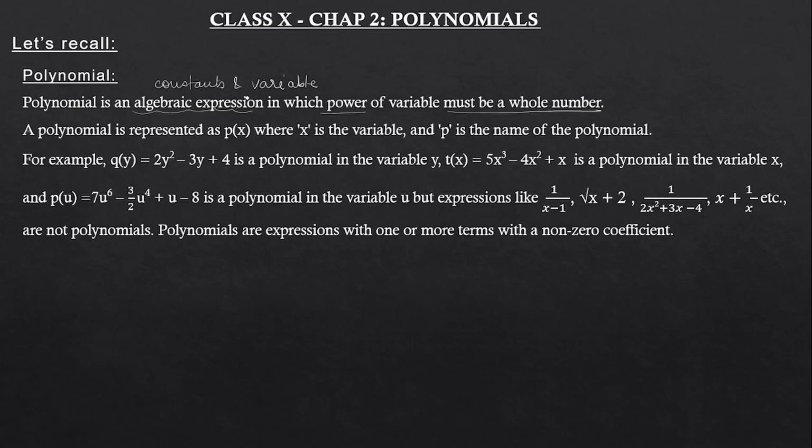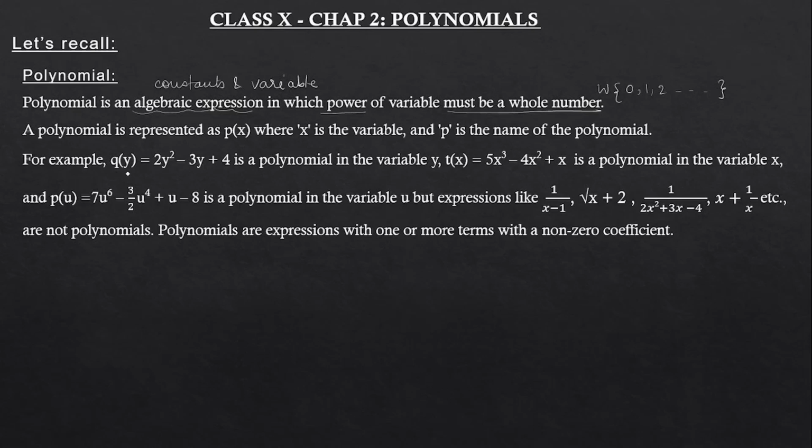Now if in such an expression the power of the variable is a whole number. What are whole numbers? Whole numbers are the set of numbers 0, 1, 2 and so on. So if the powers are whole numbers, that expression is called a polynomial. Generally, a polynomial is represented as p of x, where x is the variable and p is the name of the polynomial. Let us see some examples.